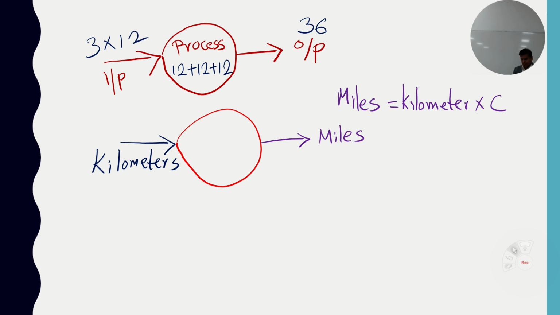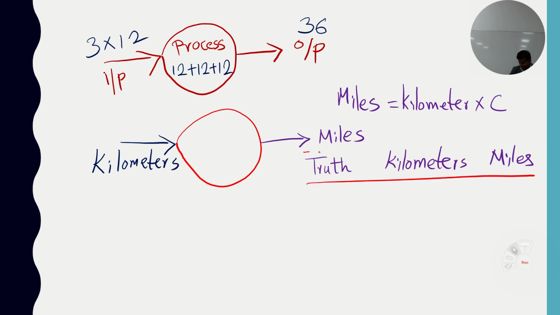So with this real world application, let's try to see what the true values are for this situation. Let's try to find the truth, or in other words, a kind of truth table for this particular application. You have kilometers, and you have miles. Now let me put it as a table so it will be easier for us to check.